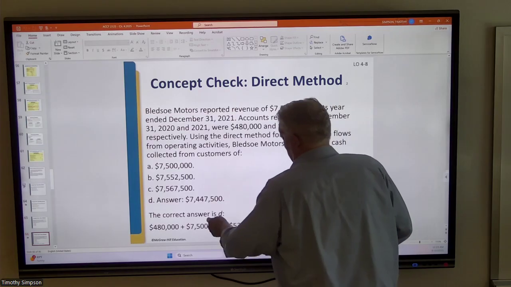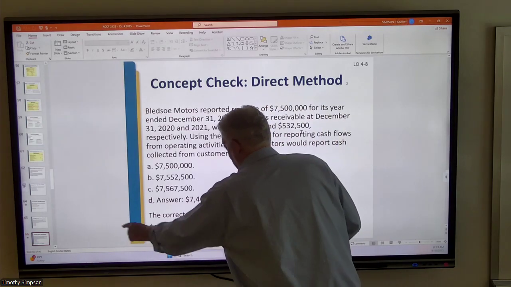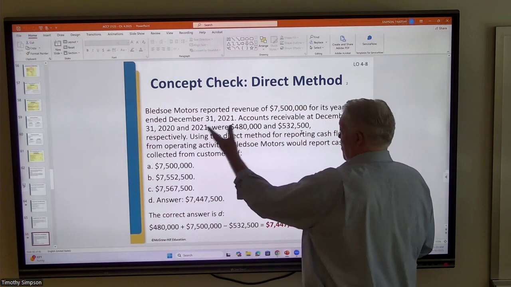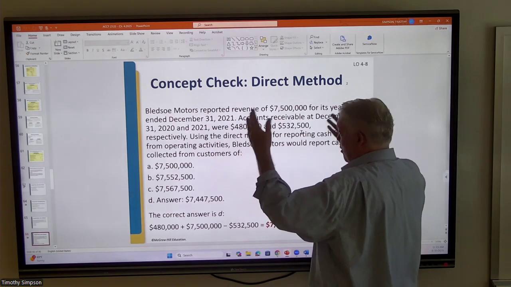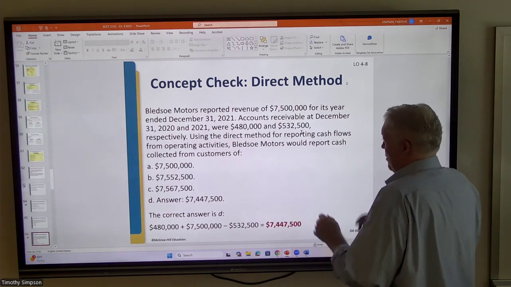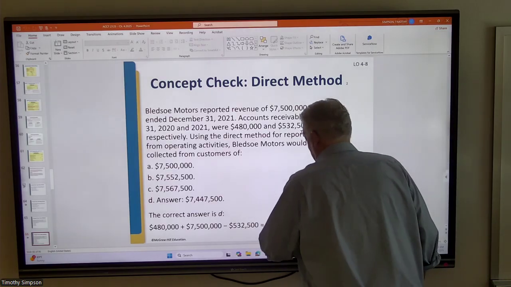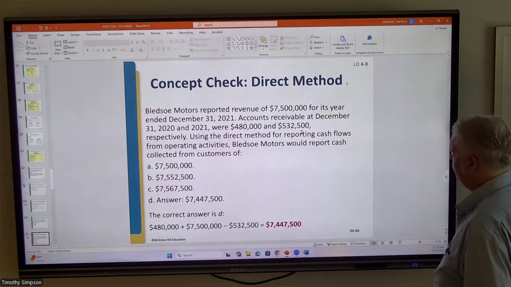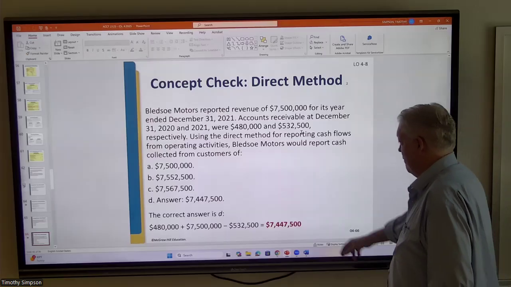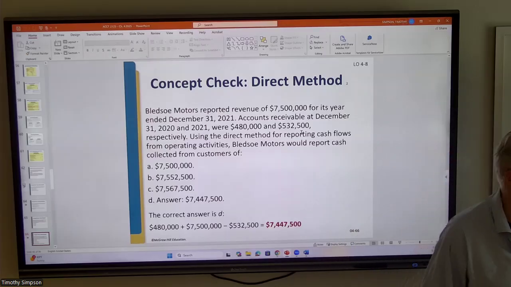So the answer is 7 million, and I would have probably put 7,500,000 over here, plus 480, which is the amount we collected from receivables, and we're assuming no bad debt here or whatever. This is a pretty simple model. And we're taking out the 532,500. So we end up with cash collected of 7,447,500, right?